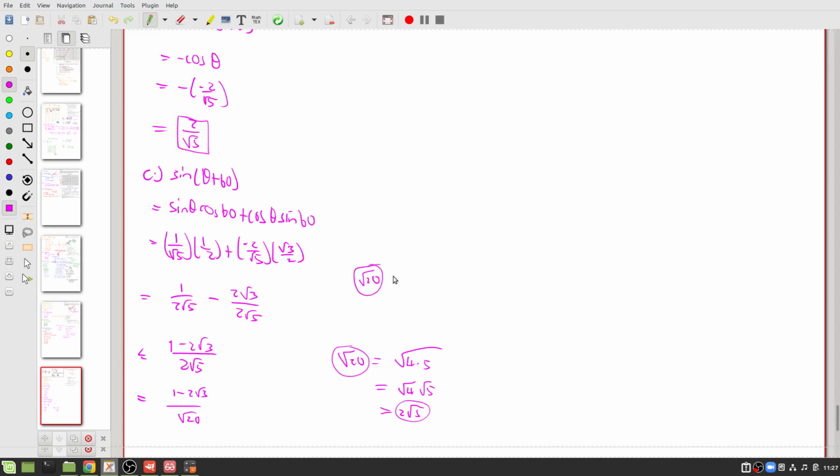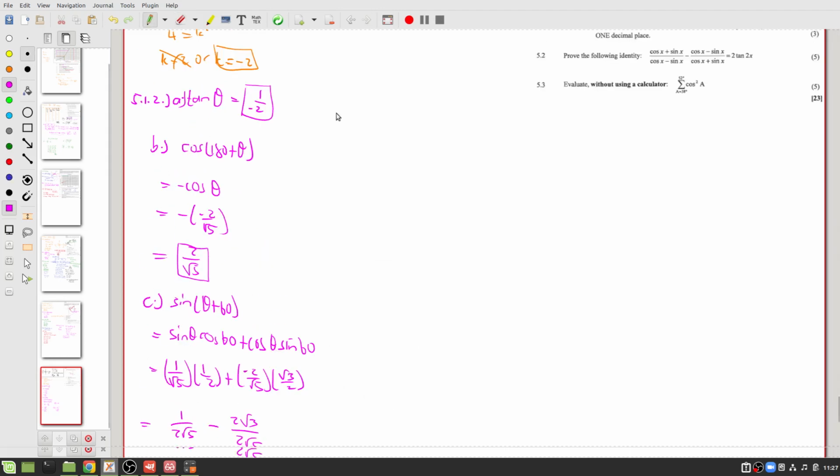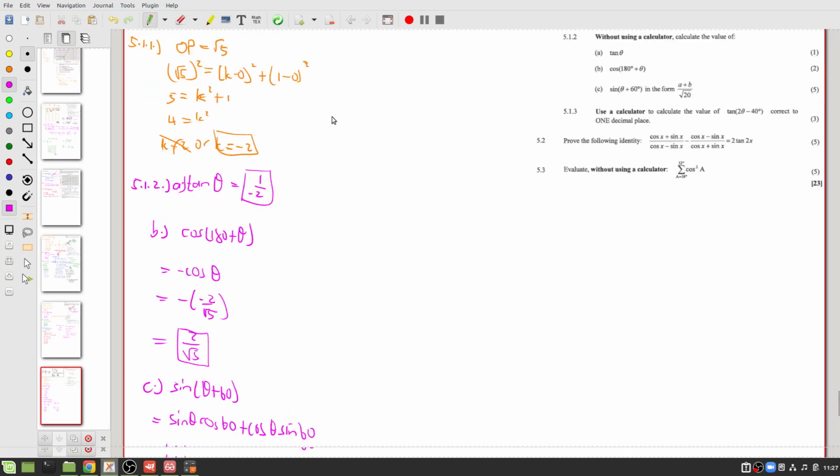Just type this in your calculator, press equals, and it should give you 2 root 5. So then you can see, you already have this, and you just rewrite it as root 20. So that will be our answer. Okay, let's get rid of this and move on to the next question. So that was everything for 5.1.2.